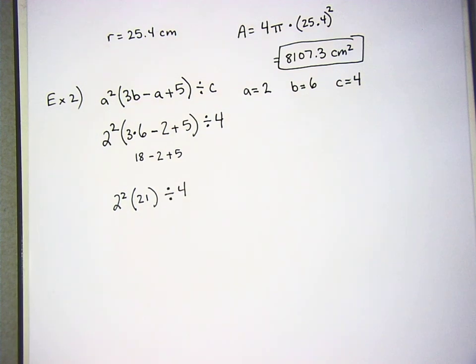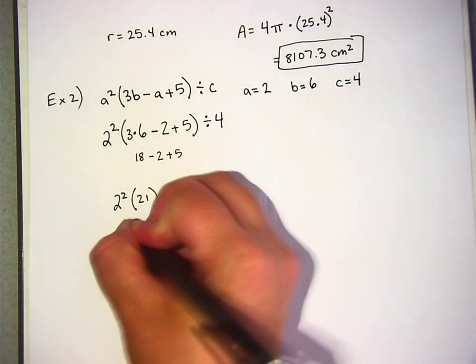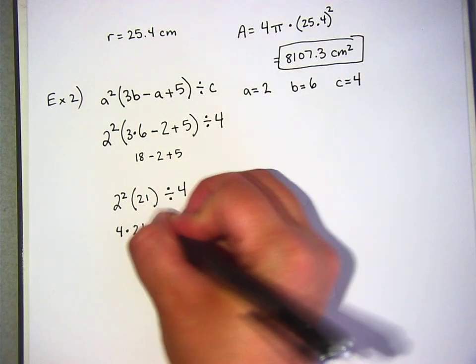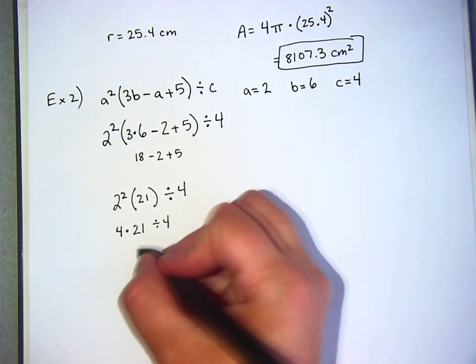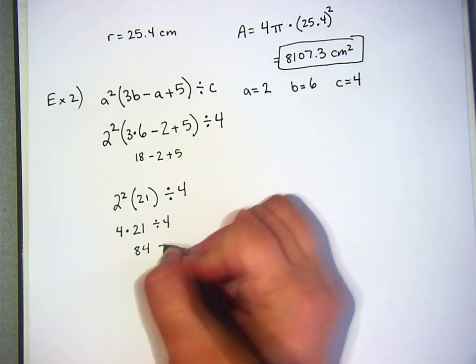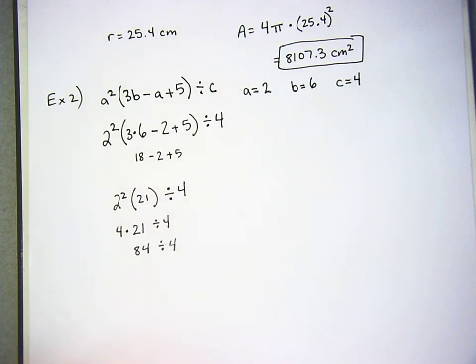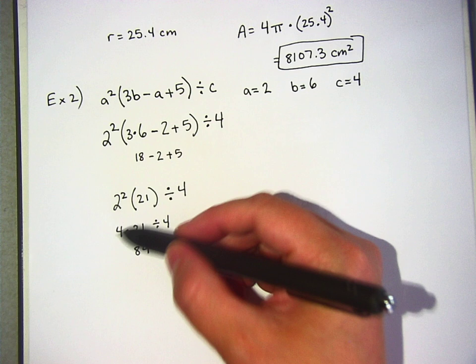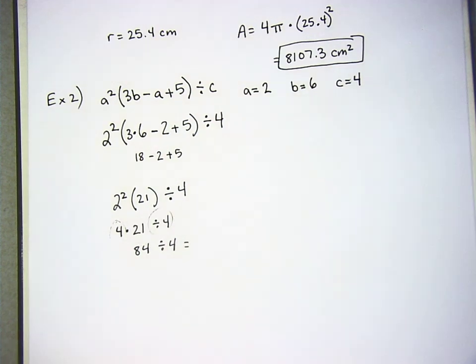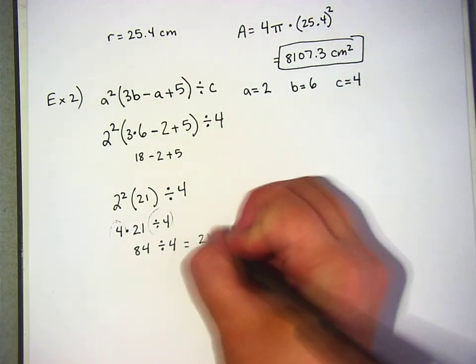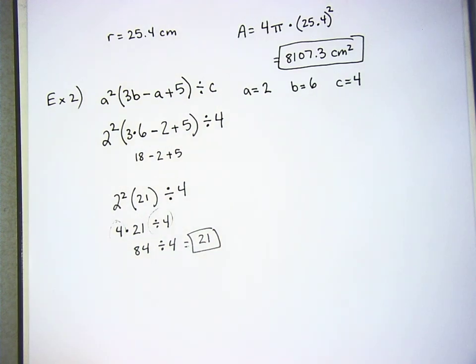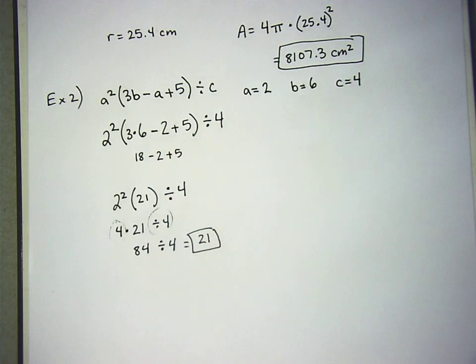What should we do next? Exponents. 2 squared is 4. What's 4 times 21? 84. And then we need to divide by 4. Do you know that off the top of your head? What did you say? Exactly, because multiplying by 4 and dividing by 4 kind of undo each other. So you end up with 21 as your answer for that one. Does everybody understand how this is going to work?